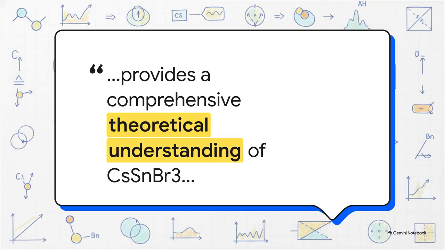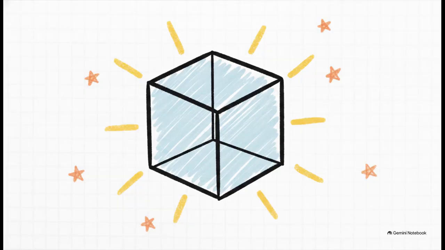They note that the combination of these results provides a comprehensive theoretical understanding of CsSnBr3, strongly highlighting its potential interest for future optoelectronic applications. If we can accurately predict a material's potential before ever synthesizing it in a lab, it really makes you wonder what other revolutionary materials are waiting to be discovered right inside our computers.